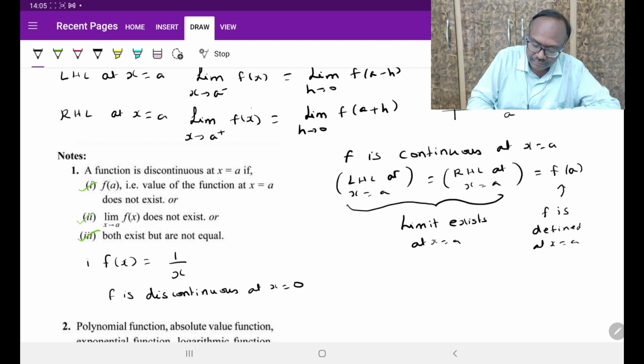So limit x tends to a of f of x does not exist. That means the left hand limit exists, right hand limit exists, but they may not be equal. So that is the third point. Okay. So limit x tends to a of f of x does not exist, which means left hand limit is not equal to the right hand limit. So let us take the example of the second one.